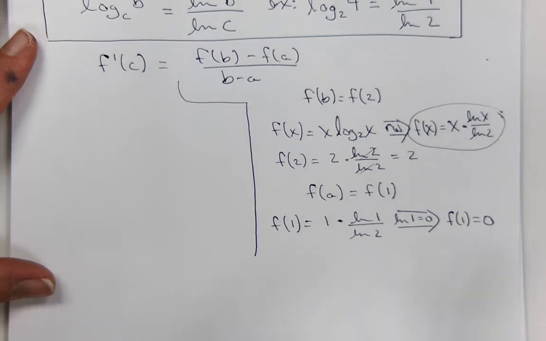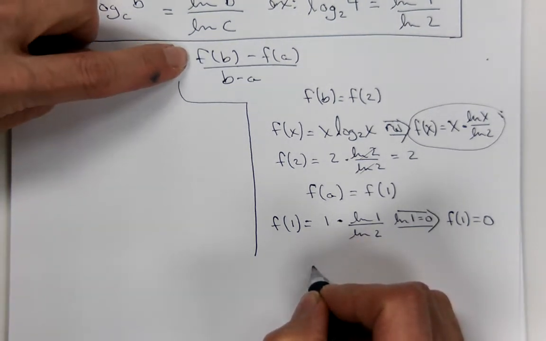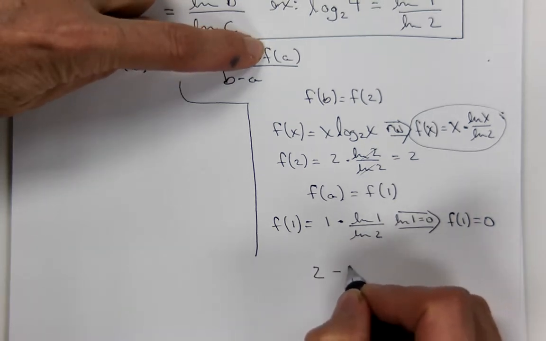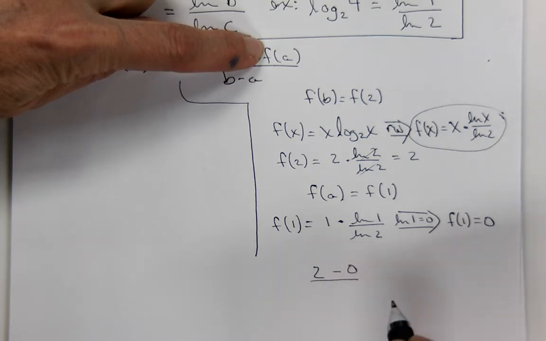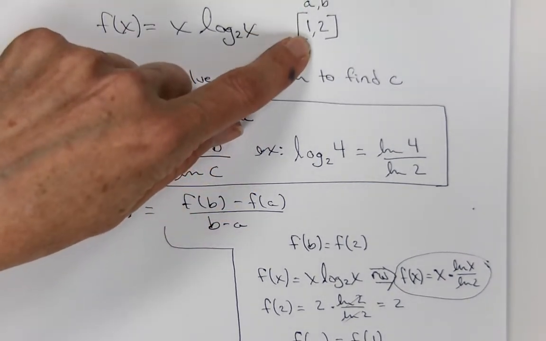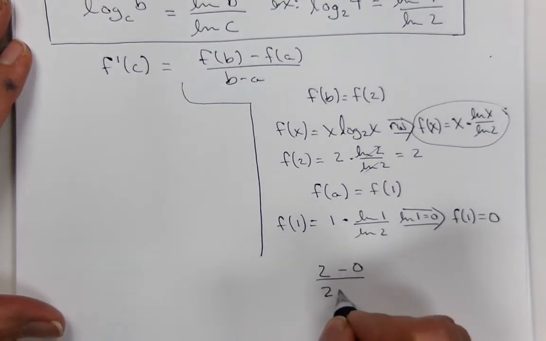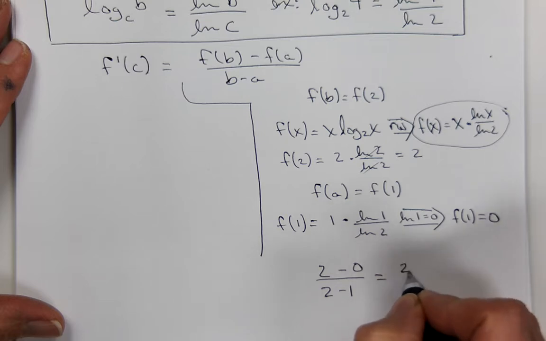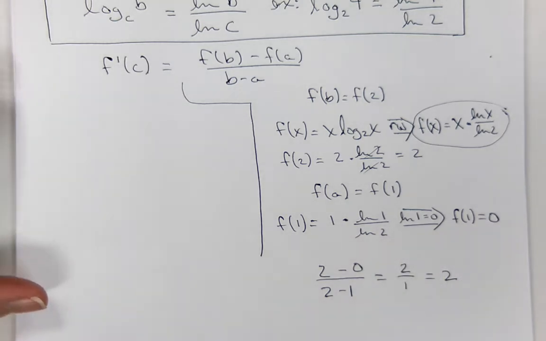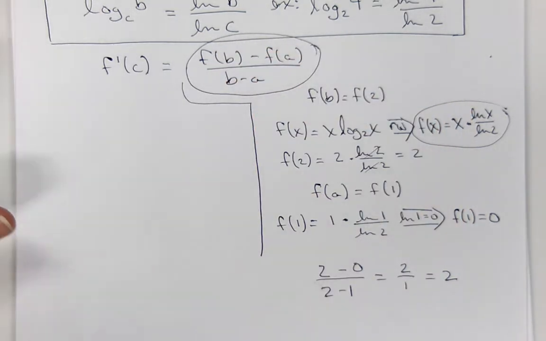So now we have f of B is 2 minus f of A, that's 0, over our B and our A. Remember, that's way up here. That's the interval from 1 to 2, so we'll have 2 minus 1. And that's 2 over 1, which is 2. So when we get to putting this whole formula together, all of this is worth 2.